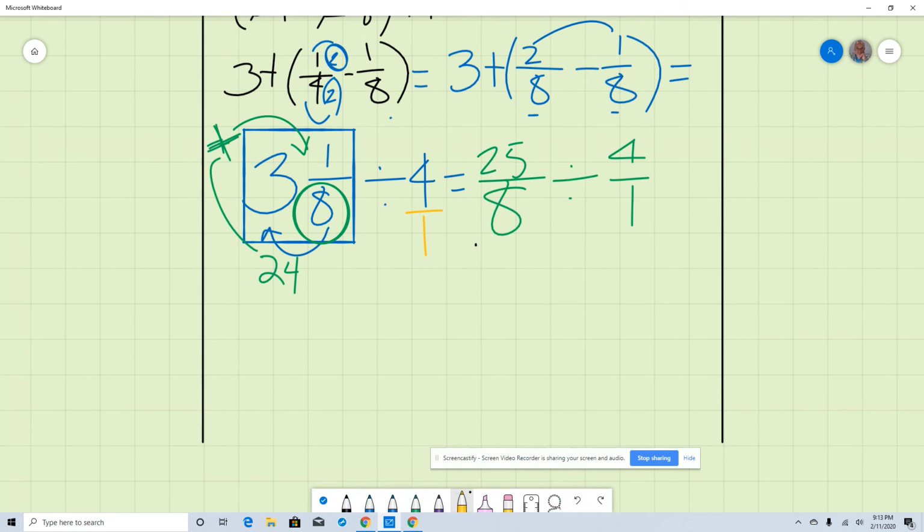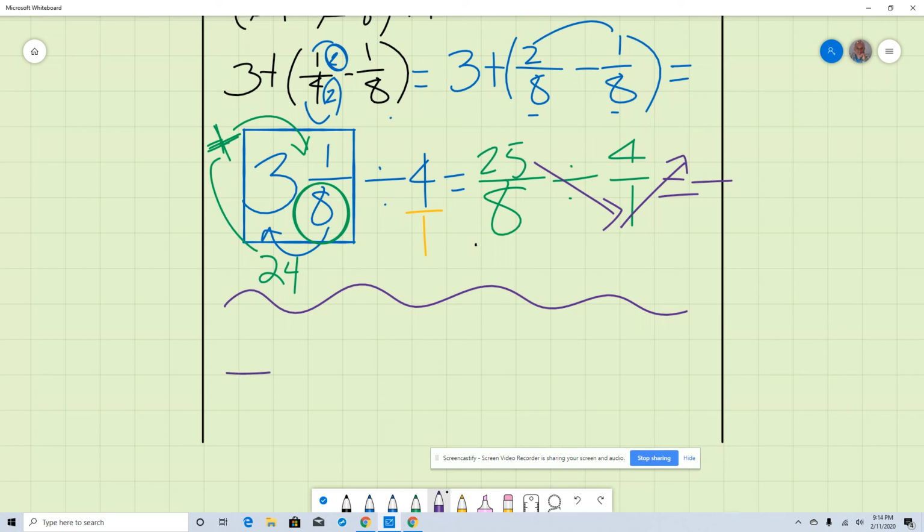I'm going to use a different color this time. I'm going to use this color. So I'm just going to put a line right here so you know where we are. So we have to do this. Now remember, I'm going to use the strategy that I taught you before. So to get the numerator, we're going to multiply 25 times 1, and the answer will be 25. Now we multiply 8 times 4 equals 32, and that's going to be the denominator.